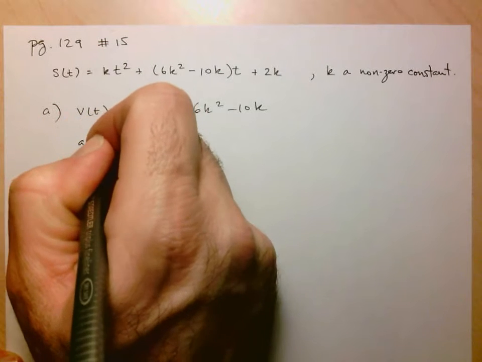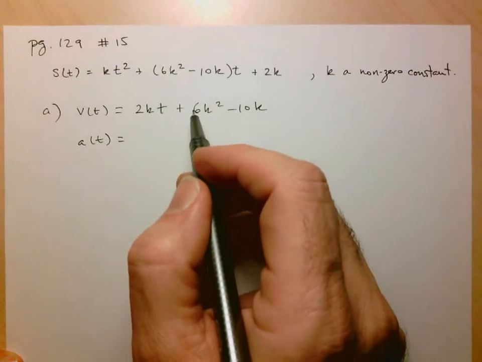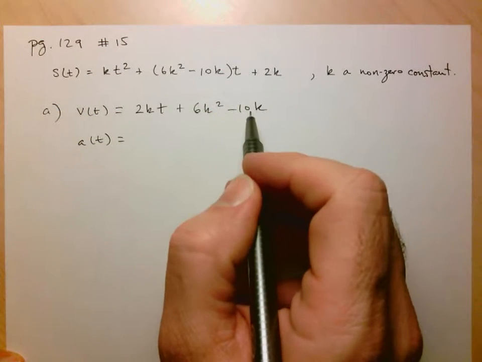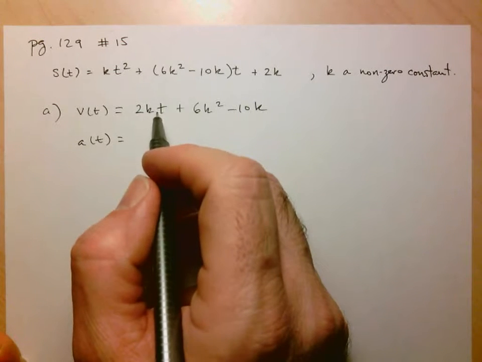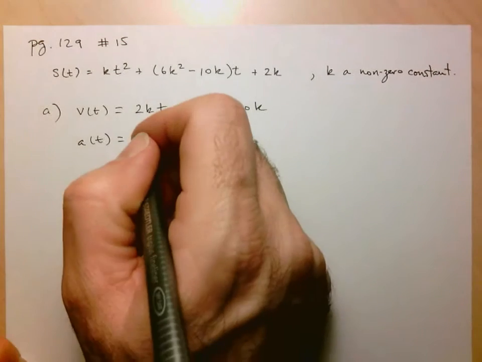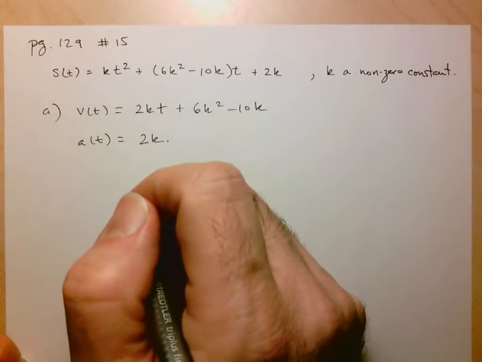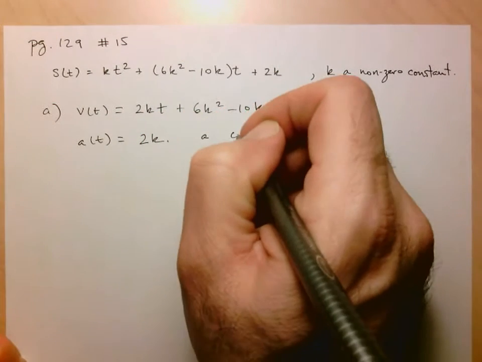If we take the derivative of that, we get the acceleration. We already know this whole expression is going to have a derivative of 0 since it's just a constant. So here, 2k times t, the derivative of t is 1. So it's just equal to 2k, which is a constant. Okay.